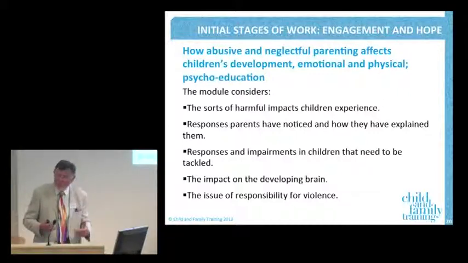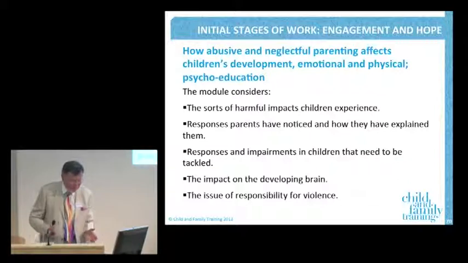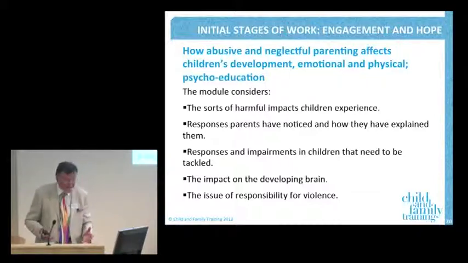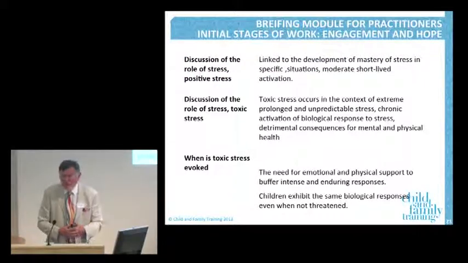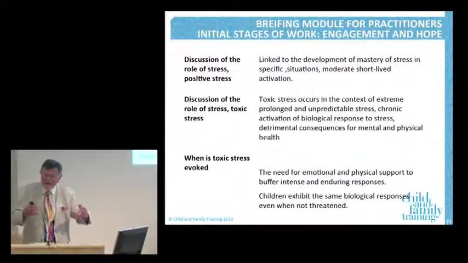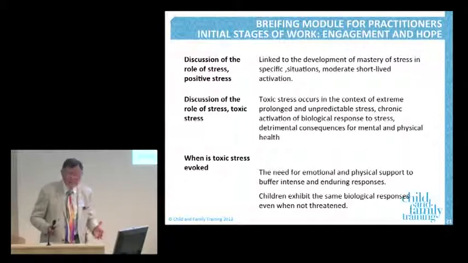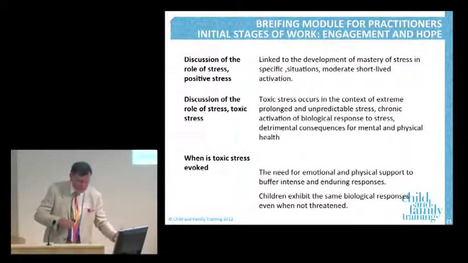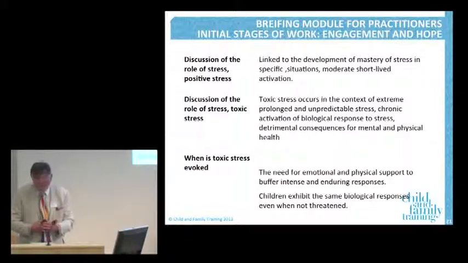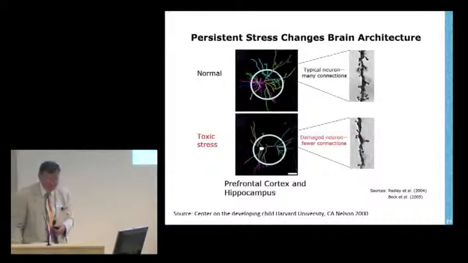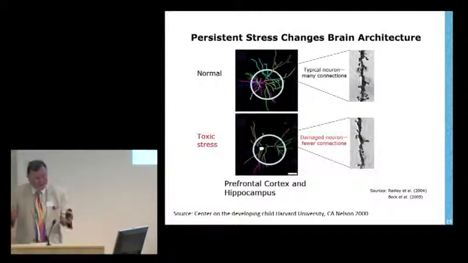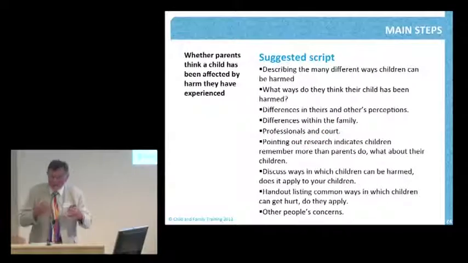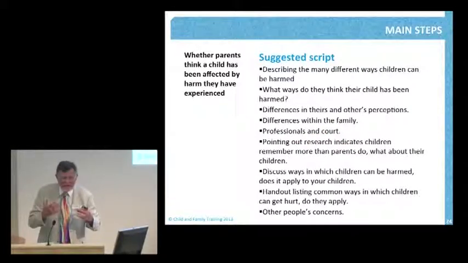One questions whether parents have noticed and how they've explained the responses of children. The responses and impairment that need to be tackled, the impact on the developing brain, the issue of responsibility for violence. And we provide a briefing module for practitioners so that they can understand the issues which Jane has been referring to, the role of stress, positive stress, toxic stress, when toxic stress is evoked, and also the impact on neurobiological functioning, which Jane has also spoken about, so that practitioners have a background and an understanding of the interventions which they then need to follow.